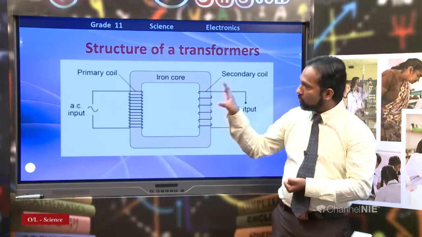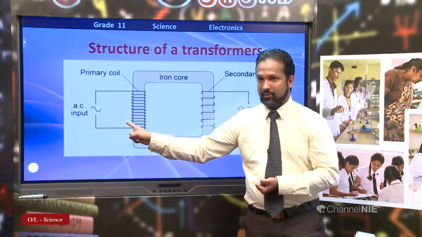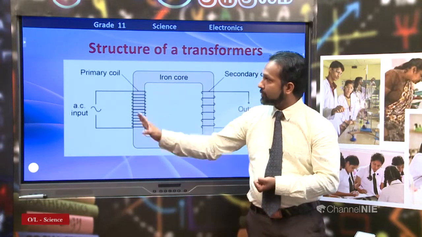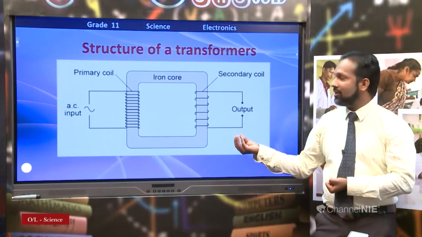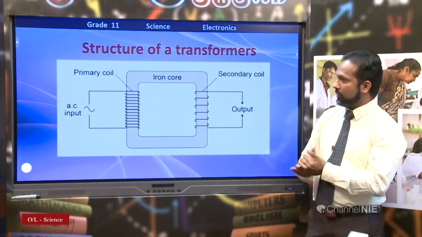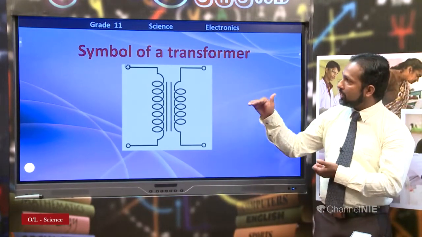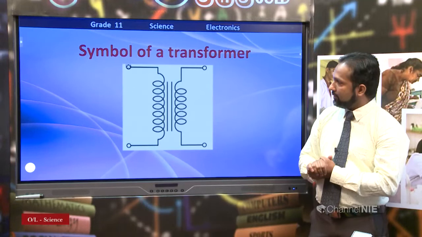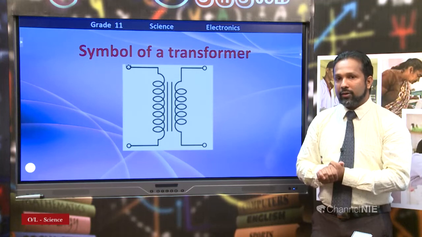The primary coil is the coil on which we supply the input current. Here, we have to supply only alternating current for the function of a transformer. The secondary coil is the coil which is used to obtain output current. That is how we distinguish the difference between primary coil and secondary coil. Right. This is the symbol of a transformer. We have to understand the symbol when applying this concept when answering questions for our exams.